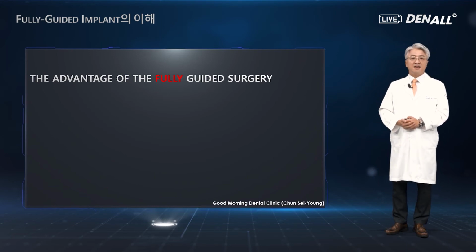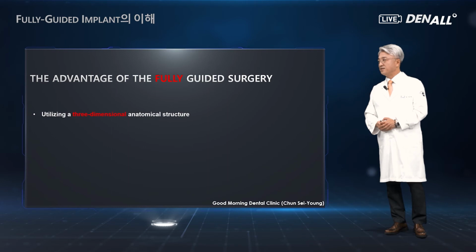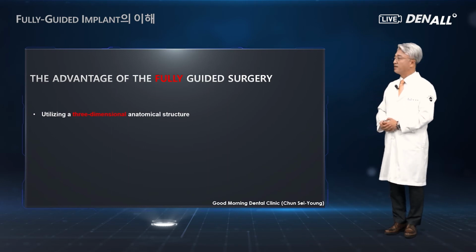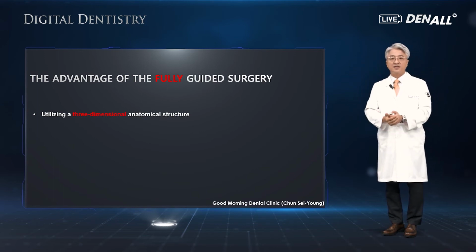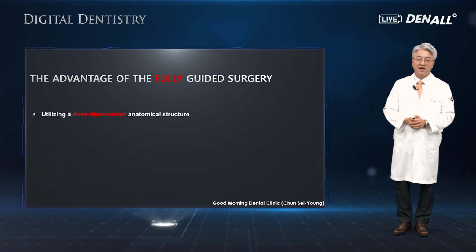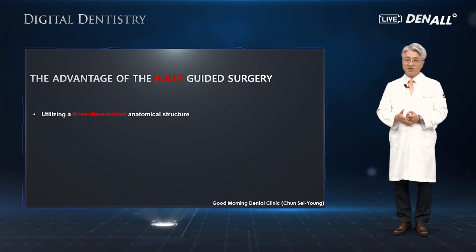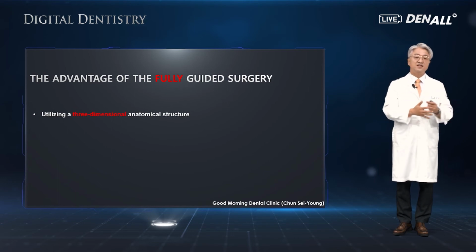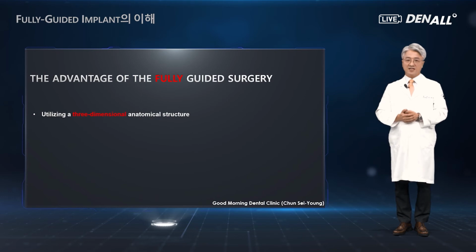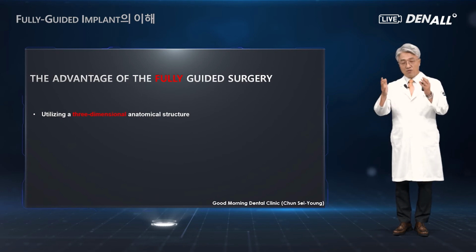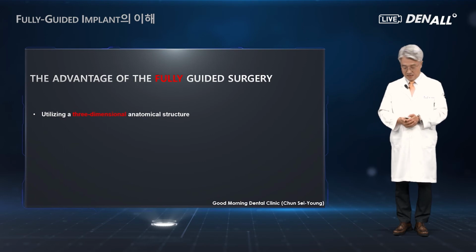Let's look at the full guided surgery's advantages. The full guided surgery utilizes a three-dimensional anatomical structure. That is the biggest advantage. The patient's body is three-dimensional, therefore, with a three-dimensional structure, the surgery can be done in an intuitive way, fitting the real situation. So using the three-dimensional anatomical structure is a big advantage.